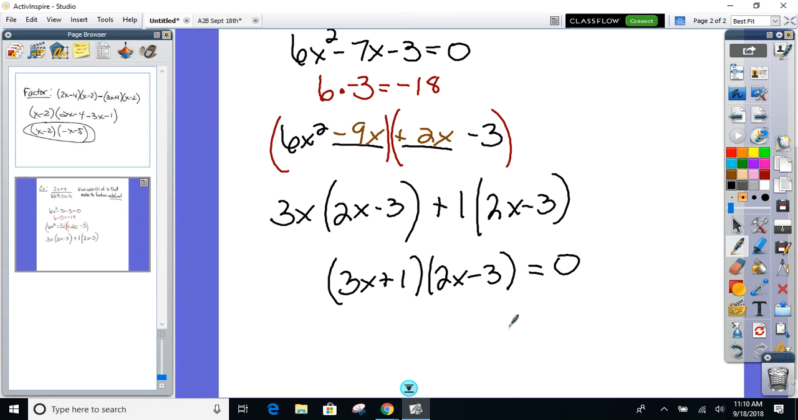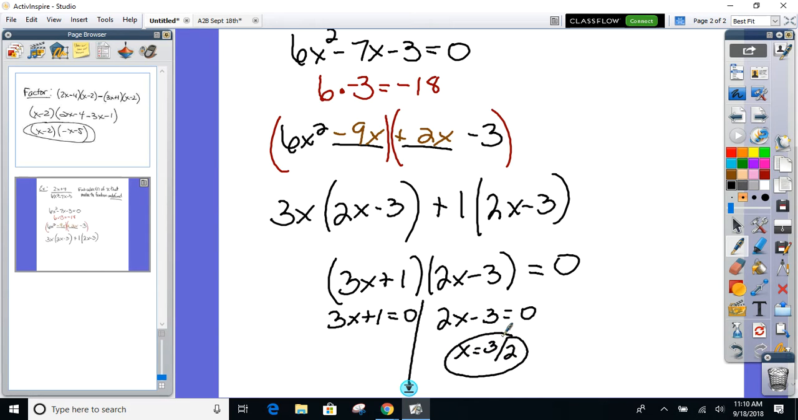So what do I have to do to each of these inside the parenthesis? Set them equal to 0 and solve for x. And then I'll have my 2 values. So x equals, what we got there, 3/2. And x equals negative 1/3 over here.